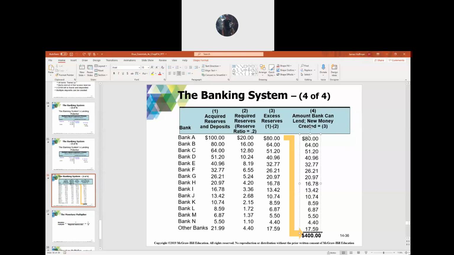Now what's going to happen is that the customer who gets the $80 loan from Bank A is going to go spend it. They're going to go out to dinner and spend $80 on dinner, and then the restaurant will deposit their $80 into Bank B. Then Bank B has to keep $16, 20%. They can lend out the other 64.